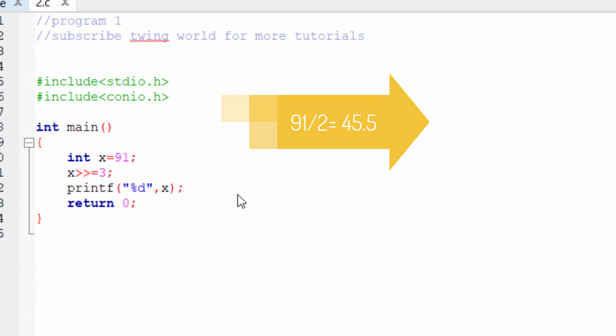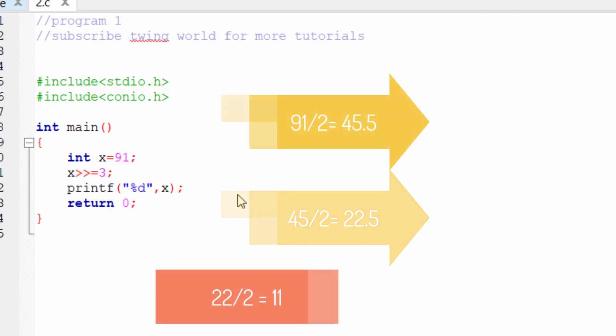So first divide 91 by 2. It will get 45.5. So it is an integer, so it will be assigned as 45. Then again divide by 2. It will give 22.5. So it is an integer, again it will take 22. So again divide by 2. 22 by 2 is 11. So the answer has come.